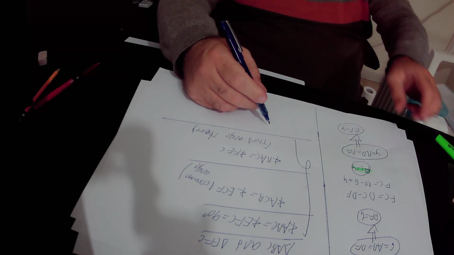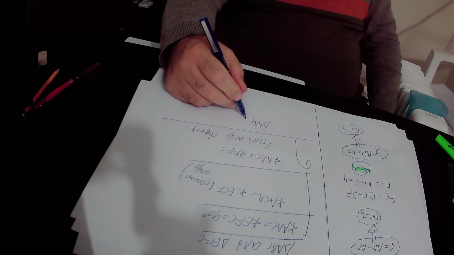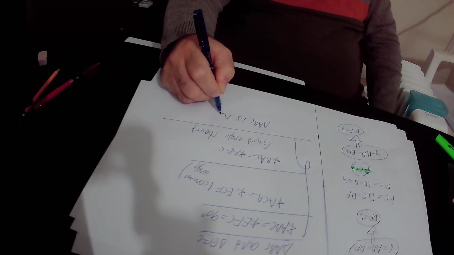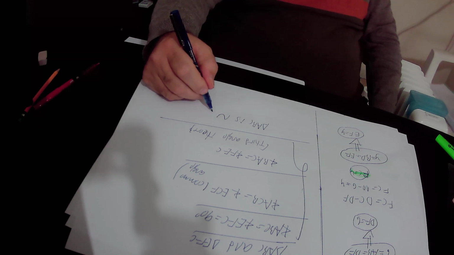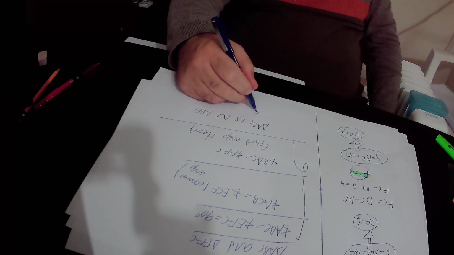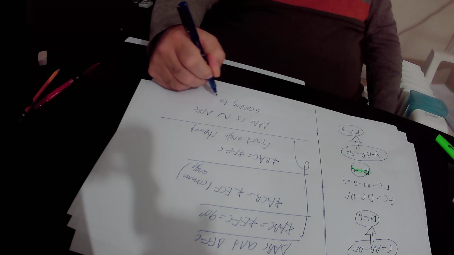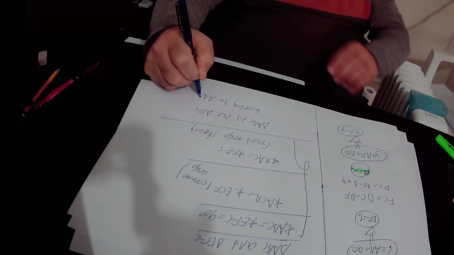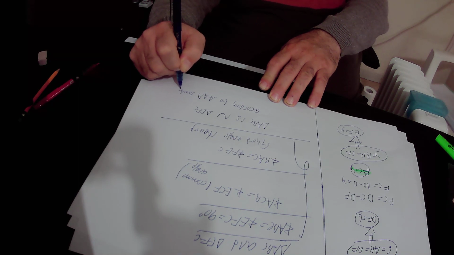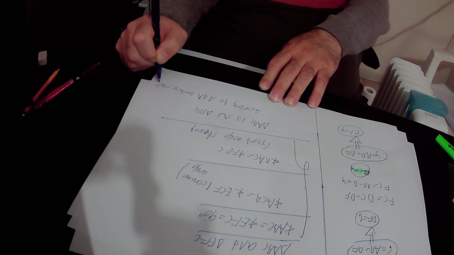So we actually proved that all three angles in triangle ABC are congruent to all three angles in triangle EFC. Therefore, we actually proved that triangle ABC is similar, this is the sign of similar, to triangle EFC according to the angle similarity rule. Okay?